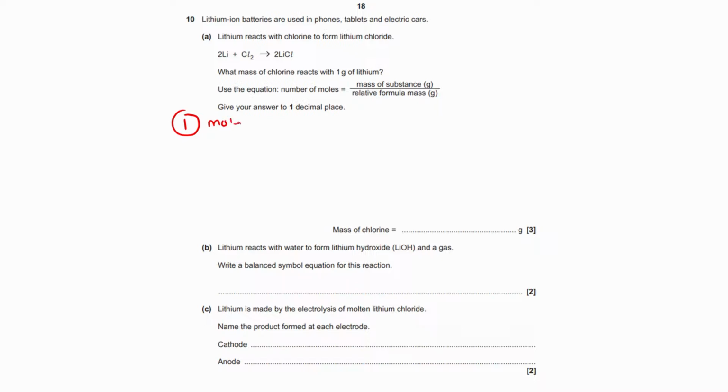Moles of lithium. To calculate moles, remember it's mass divided by relative formula mass. So the mass is 1 gram divided by 6.9. 6.9 is the relative formula mass shown in the periodic table, and 1 is because they've told us it's 1 gram. If you type that into the calculator, you should get 0.144927 and so on. That is the moles of lithium.